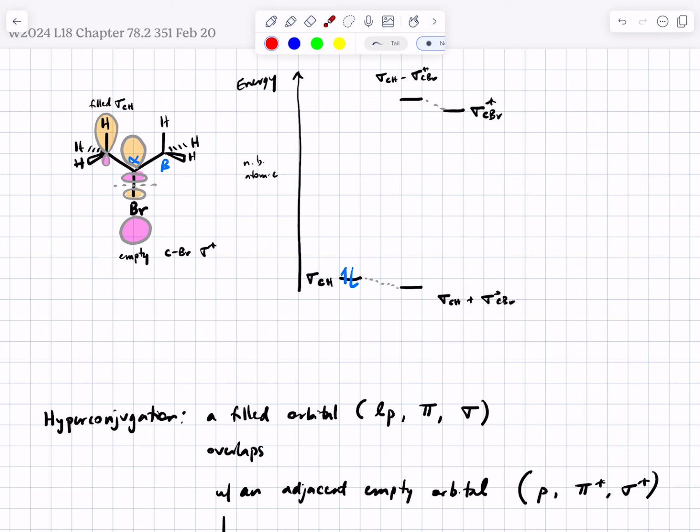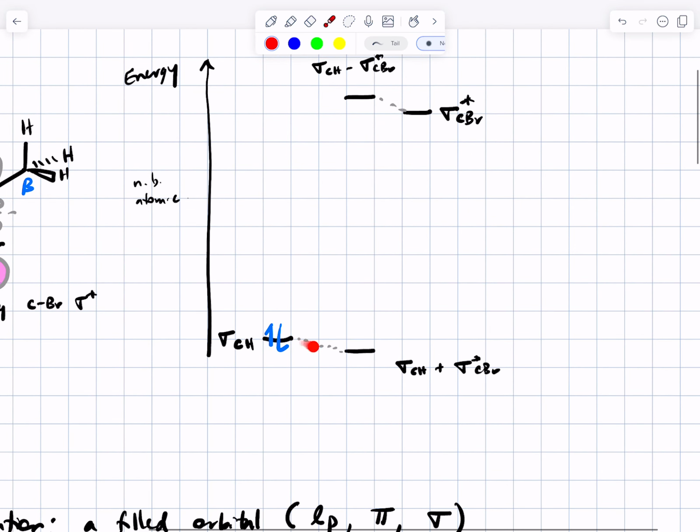Right, so what I'm showing you here is that you can mix a bonding orbital with an anti-bonding orbital. You get two new orbitals out. You get one that's a plus combination and one that's the minus combination. I'm going to draw for you what these two combinations look like.